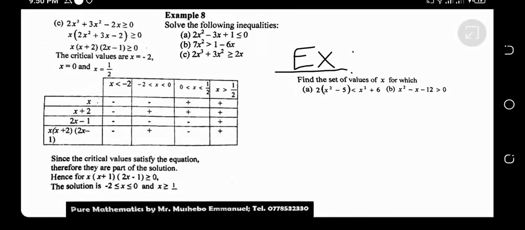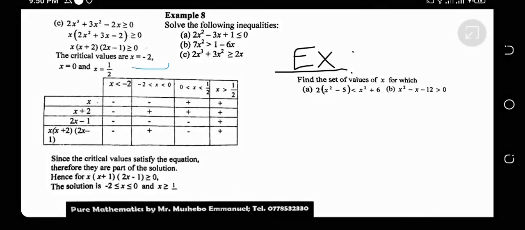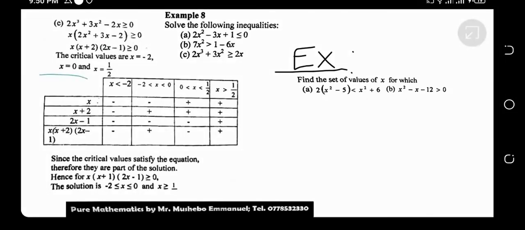After that, we find the critical values of x. We equate all these brackets to 0, so that we get the first one, which is x equal to -2, another one x equal to 0, and then another one x equal to a half.